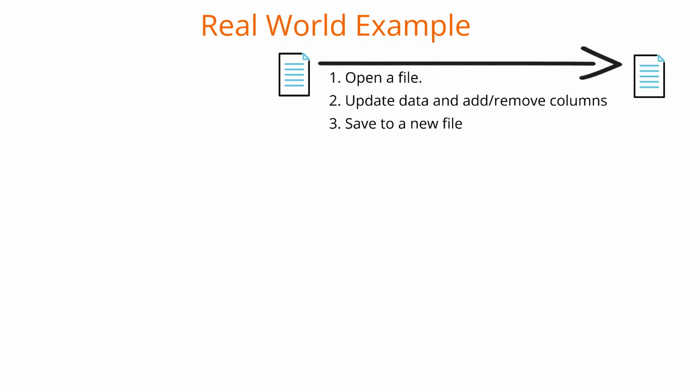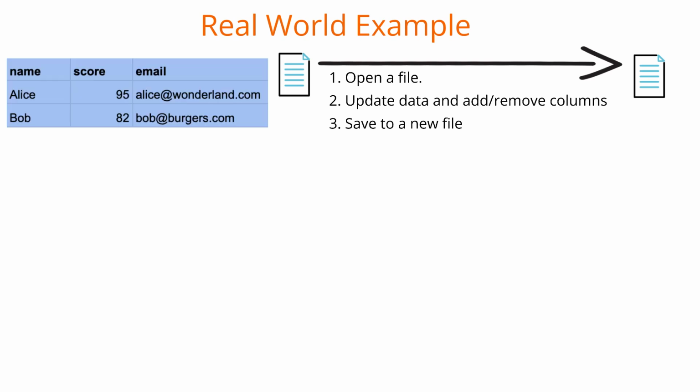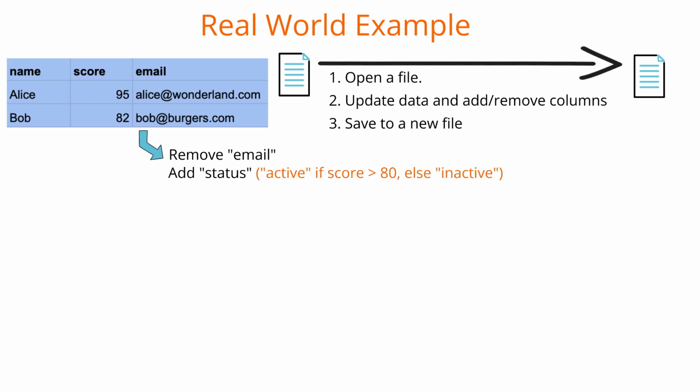Okay, so for our example, we're going to have a new CSV file which looks like this. We've got our existing name and score columns, but now we've also got an email column. What we're looking to do is create a new CSV file based on this data, which has two changes. First, we don't want the email column included. And second, we need a new status column, which will have a value of active if score is over 80, otherwise the value should be inactive. All right, let's step through the code to see how we can get this done.